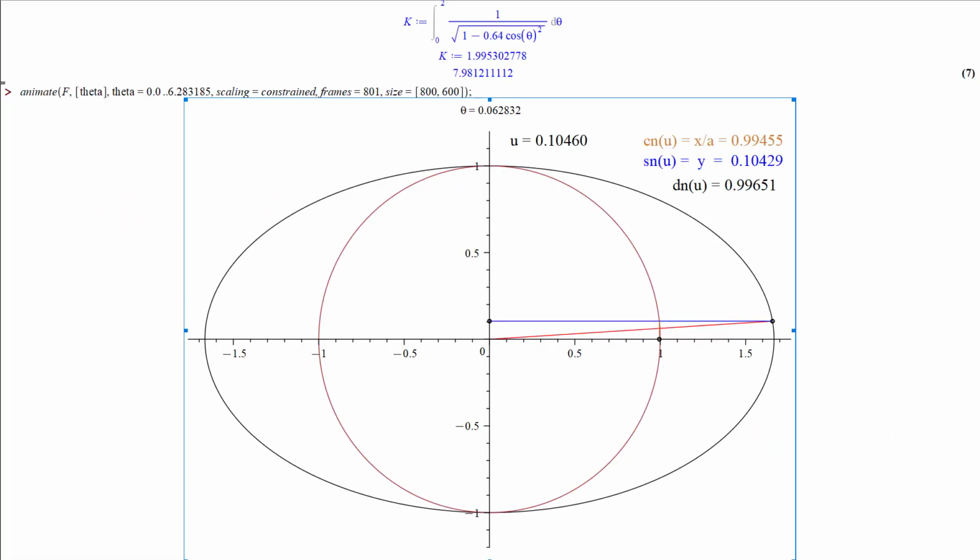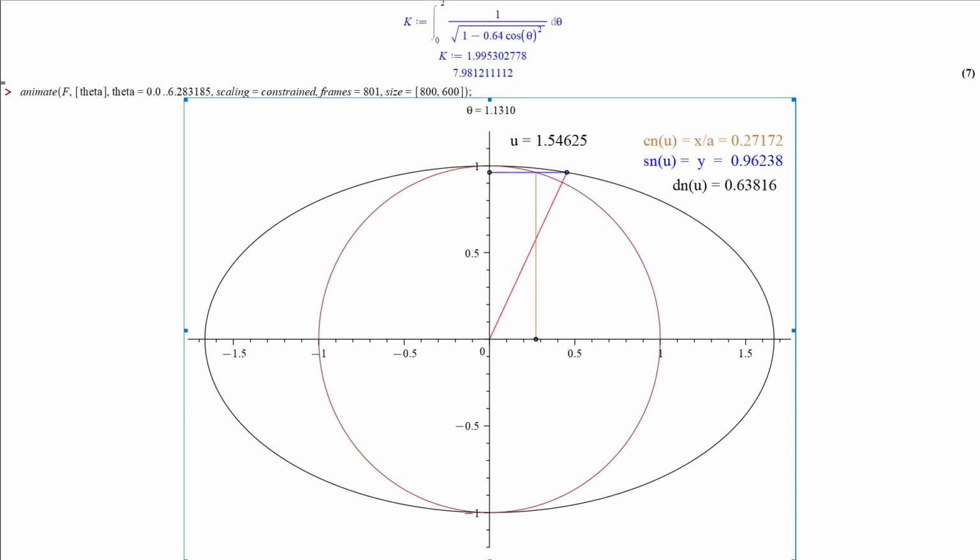Maybe look at what's going on here. As I'm on the ellipse, cn u is x over a, sn u is y. So for any point on the ellipse, the sn is just the y value. And then since sn squared plus cn squared is 1, I know the point has to be on the unit circle, so it'll look like that. So this horizontal amount is cn u, x over a. This vertical amount is sn u. And here's u in terms of theta, right? I know what u in terms of theta is just by that integral.